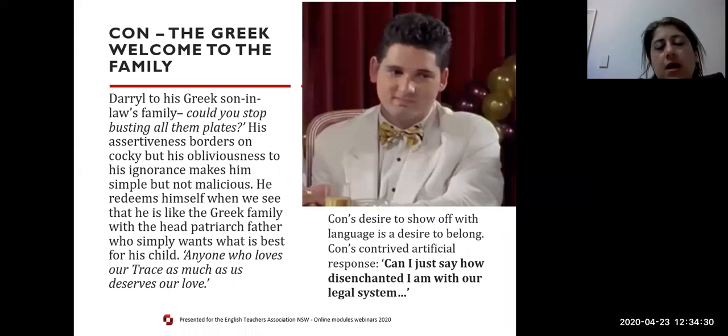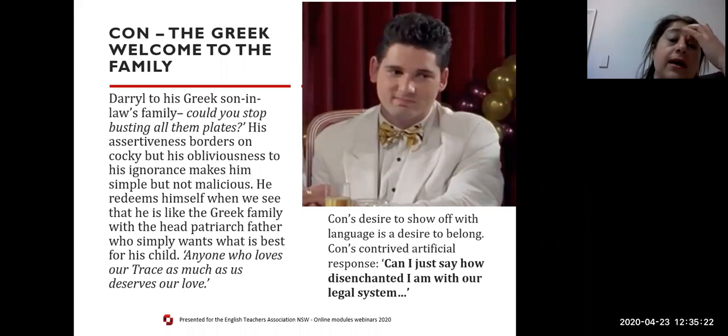Con, who is Tracy's husband, he is very much the cultural interface, I think. You've got Daryl welcoming him into the family. He's only loved because Tracy loves him. And so, as Daryl says, anyone who loves our Trace as much as us deserves our love. He's allowing for that cultural identity to be merging into the traditional Australian identity. And again, he gets away with saying things like, could you stop busting all them plates, because he is who he is. If a redneck Australian person said, could you bust all them plates, perhaps we wouldn't be taking this the same way. But the question is, should that be allowed anyway? And that's where you need to come in with your particular perspective and your personal reflection on that as well.